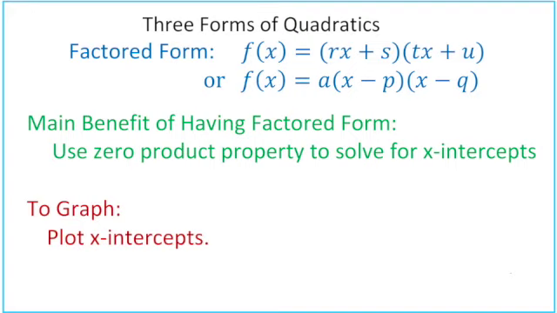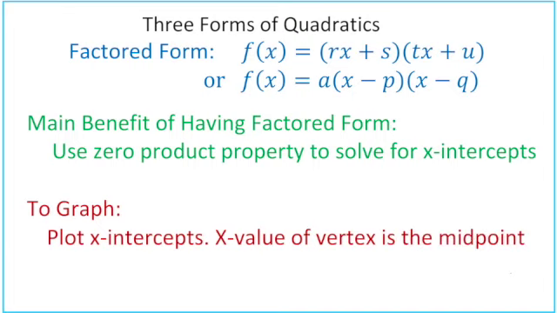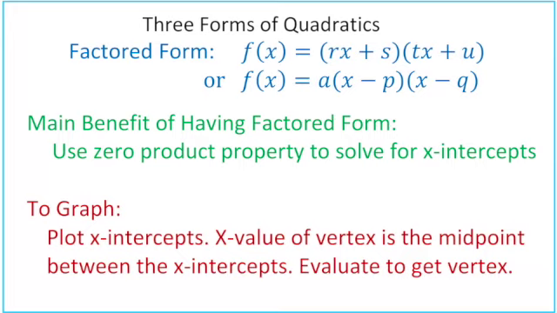Next up, for any graph, you need to know your vertex. So the x value of the vertex is actually the midpoint between the x-intercepts. So that would give you the x value of the vertex, and then you would just evaluate this to get your vertex. So if you have your vertex and the x-intercepts, you can go ahead and graph your parabola.